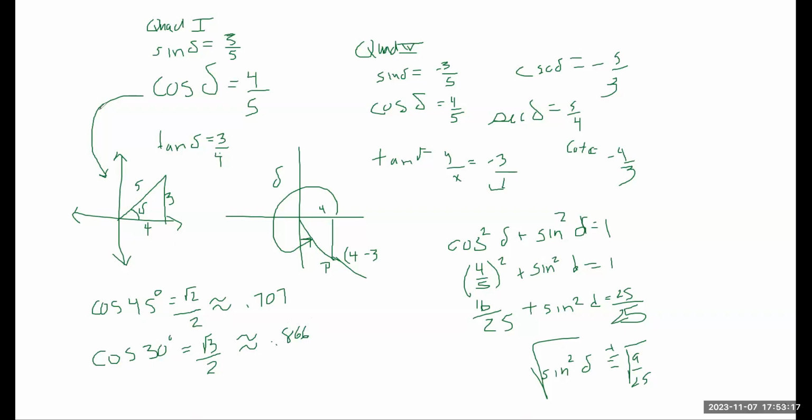And our cosine right here is 4/5. The cosine of our delta is 4/5. And 4/5 can be written as 8/10 by multiplying the numerator and denominator by 2. And that's 0.8.